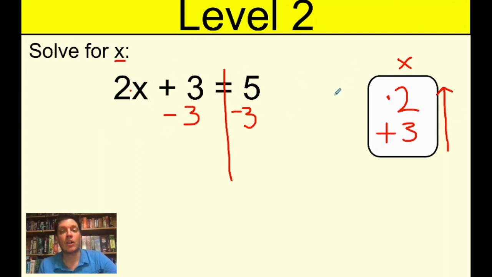Notice how I'm writing all of my steps. We're going to expect on your homework, we're going to see a chore chart because I need to know that you can read an equation. And then I need to see the steps so that I know that you know how to solve an equation. So start by subtracting 3.